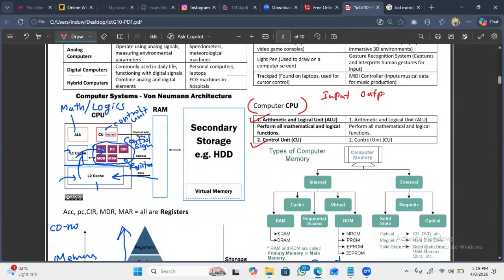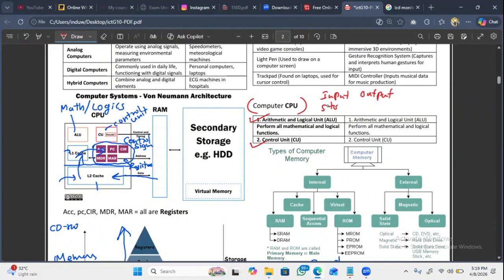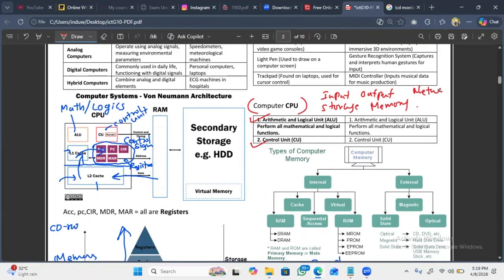Input, output, storage, memory. All those are devices. Right? And those are network devices. To make networks, to make communications, we need network devices.